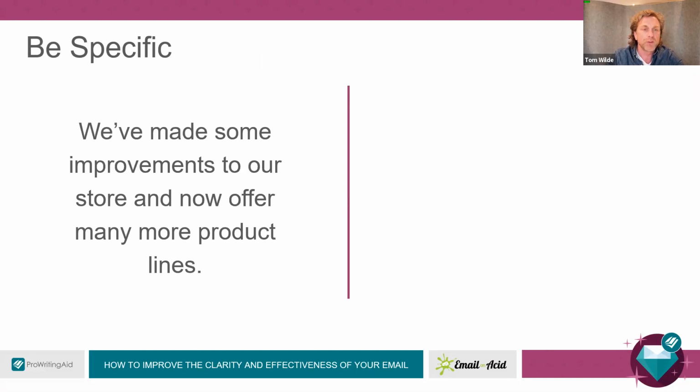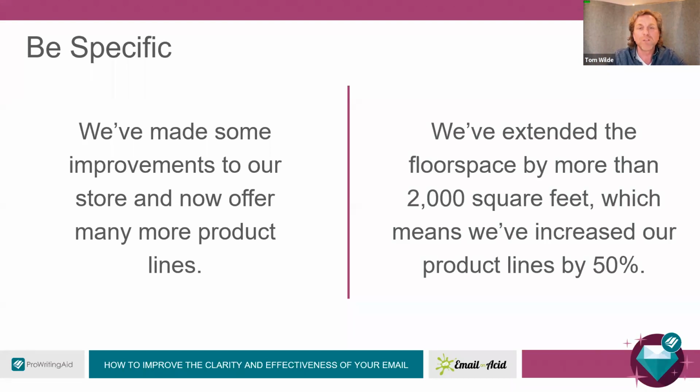We've made some improvements to our store and now offer many more product lines. It's a perfectly fine sentence, right? But it's just a bit vague and a bit meh. If I actually add some specific detail into that, I'm answering the reader's next question, which is the kind of so what, right? So: We've extended the floor space by more than 2,000 square feet, which means we've increased our product lines by 50%. Now, that is being specific.